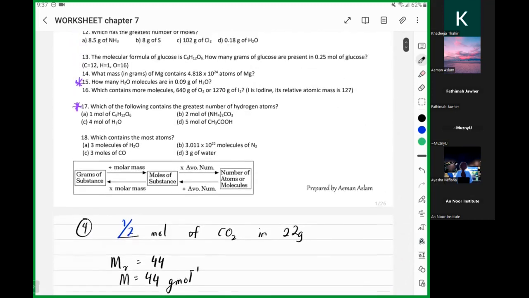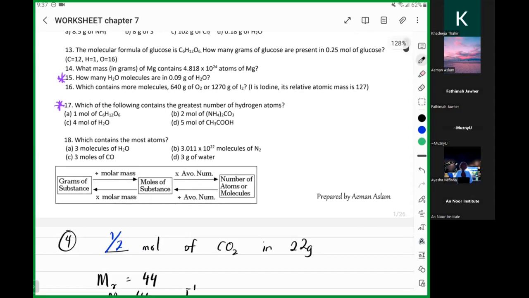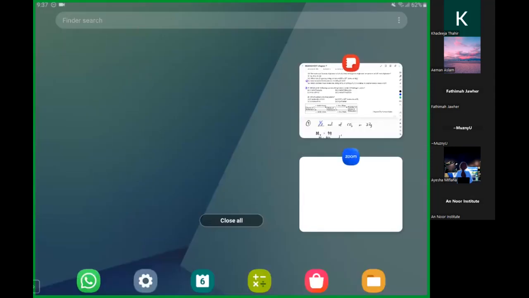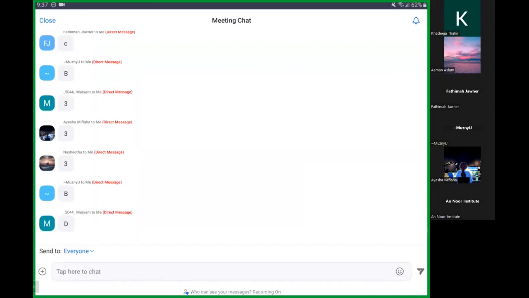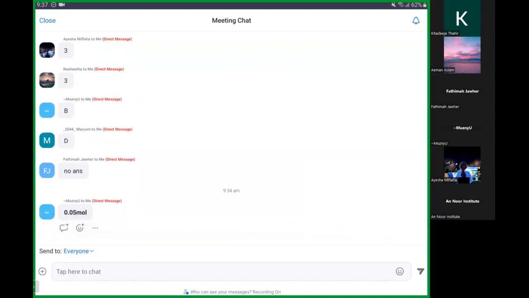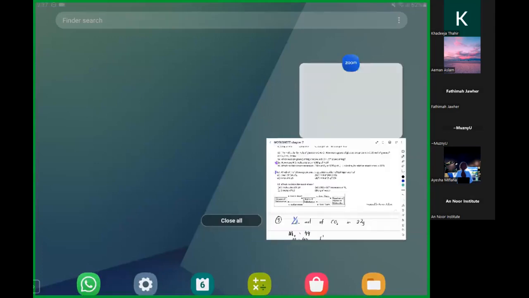Which of the following contains the greatest number of hydrogen atoms? So you have to find for each and then compare. So what did you all put as your answers? Put it in the chat box. No, 17 now. Tell me the answer. 17. B. One person got B. Others? Right, I will explain. It's very easy.